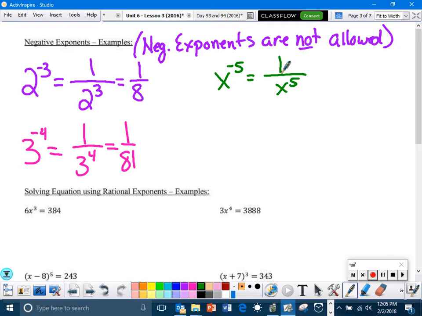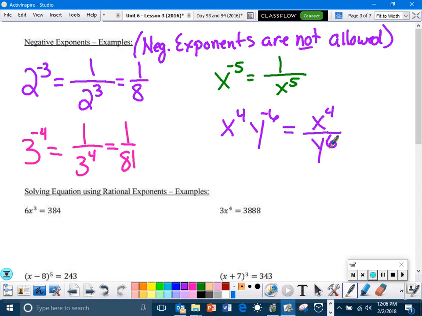So again, we're just going to put a 1 on top. So that would be 1/x to the 5th, in the denominator. For example, let's say we had one like this, where you had x to the 4th power and y to the -6 power. Well, the x to the 4th power is fine. There's nothing wrong with it. It stays where it is. But the y to the -6 power needs to cross the line and change the sign. So it becomes x to the 4th over y to the 6th.